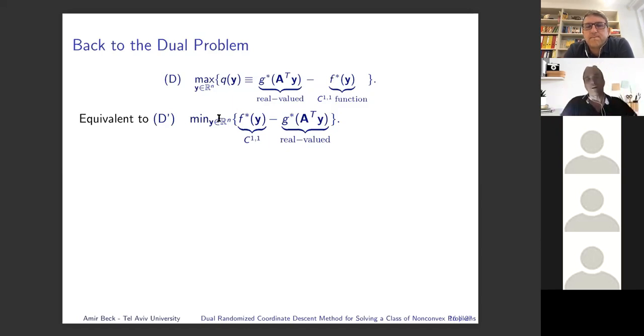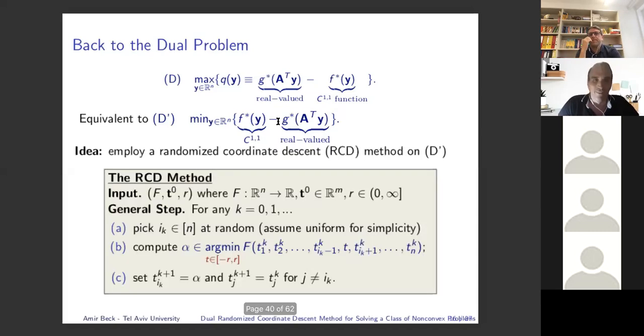I was okay until now with dealing with maximization problems, but at the end, when we want to look at results, I'm always switching to minimization problems. So let's look at the equivalent minimization problem: the minimum of F star of Y minus G star of A transpose Y. I could have stayed with the max, but at a certain point the temptation to go to a minimization problem is just too much.